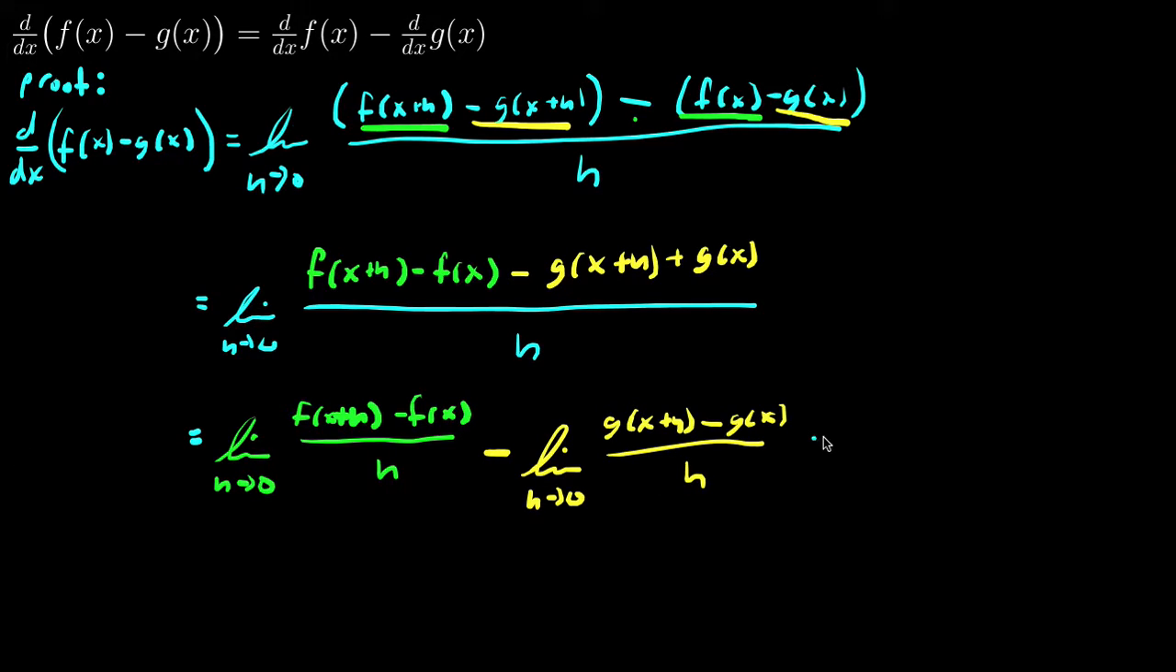And we can clearly see this right here is the derivative of f of x. So I have the derivative with respect to x of f of x. And then I have a minus. And this right here is the derivative of g of x. So the derivative with respect to x of g of x. And lo and behold, I was able to start on this side and work my way over to that side. So this is proven, as was to be shown.